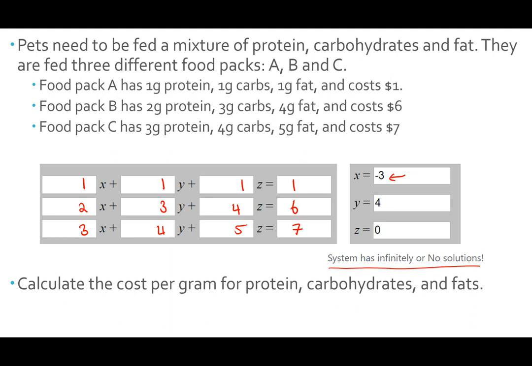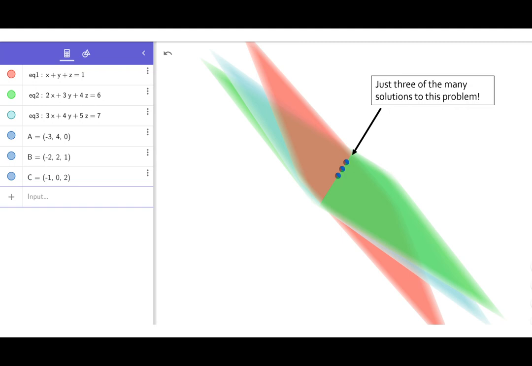Let's look at this geometrically to see what's happening. When I graph all three equations as planes in three-dimensional space, you can see that they all meet along a line. And in fact, those 3 points there that I've indicated as A, B, and C are just 3 example points along that line. There are infinitely many of them. The first point, point A, is the same as the one that the solver gave us. However, points B and C are other examples of points that also solve this problem.